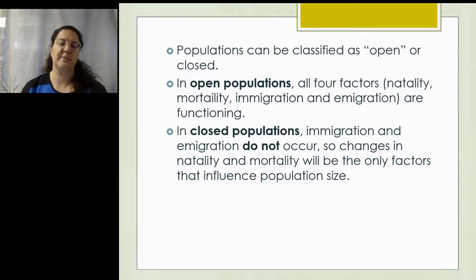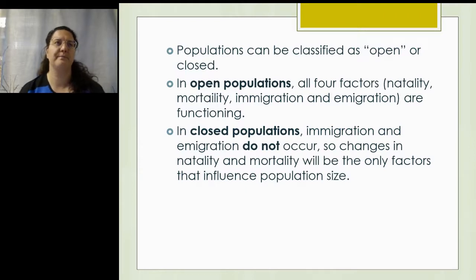So populations can also be classified as open or closed. In open populations, natality, mortality, immigration, and emigration are all functioning. So animals can move in or out of the population and new animals are born. In closed populations, immigration and emigration do not occur, so only changes in natality and mortality are the factors.